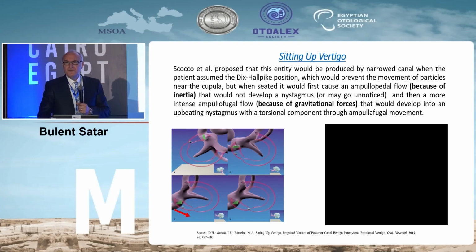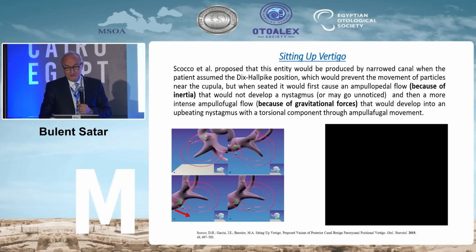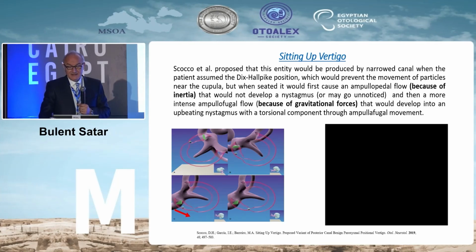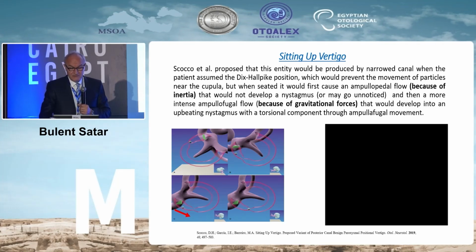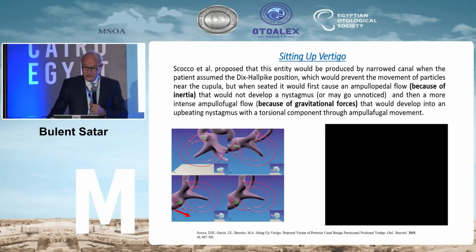Škorić et al. also focused on sitting-up vertigo. They proposed that an antibody would be produced by a nerve canal when the patient assumed the Dix-Hallpike position, which would prevent the movement of particles near the cupula. But when seated, it would first cause an ampullopetal flow because of inertia, which would not develop into nystagmus or may go unnoticed, and then a more intense ampullofugal flow because of the gravitational forces that would develop into an upbeat nystagmus with a torsional component through the ampullofugal movement.